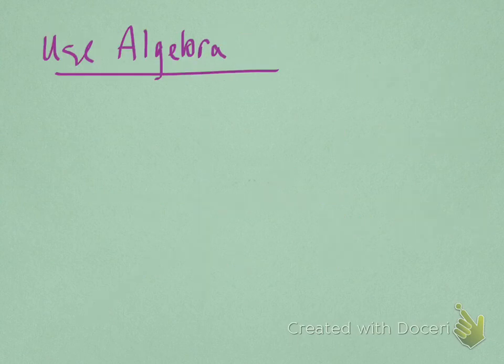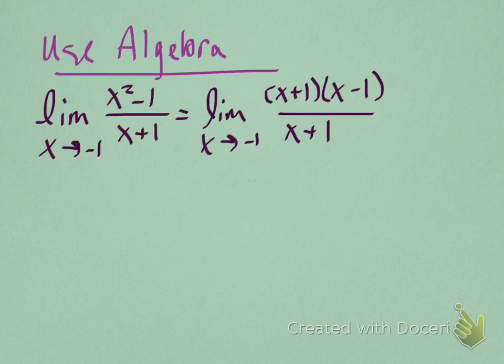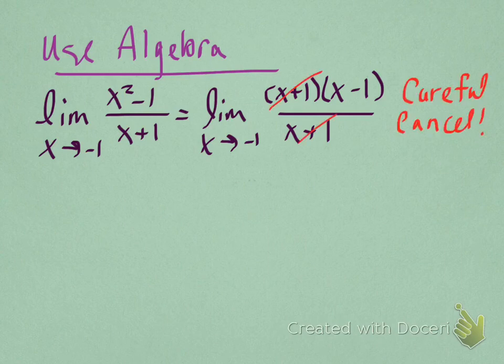And indeed we can. So the limit as x goes to negative 1 of x squared minus 1 over x plus 1 is the limit as x goes to negative 1. I'll factor that numerator into x plus 1 times x minus 1, divided by x plus 1. And we see we have a common factor, x plus 1 divided by x plus 1. So I'm just going to cancel willy-nilly, right? Wrong. I'm going to do a careful cancel.